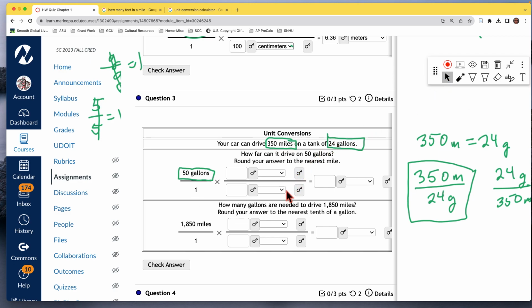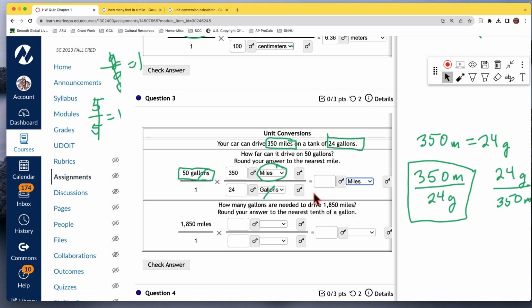So again, here we know we need gallons in the denominator, and this particular car takes 24 gallons for a full tank. That will take us 350 miles. And the math behind this is the gallons are going to cancel, so what's going to be left are miles. So we put that there. This is just a way they came up with where they can assess you on each step.